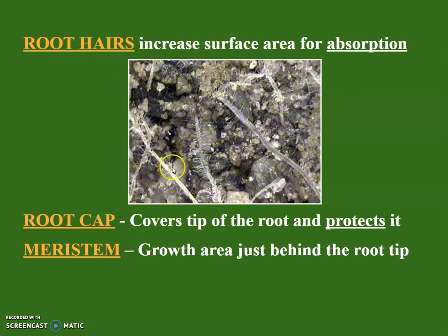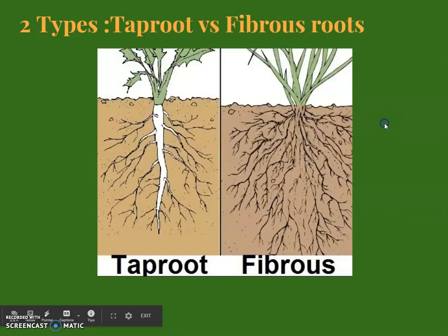The root hairs are those little hairs off the roots that increase the surface area for absorption. Then there's also the root cap, which is at the end of those root tips to cover it and protect it while it's growing. And then the meristem is the area just behind the root tip where mitosis is occurring to continue to grow the roots in that plant. And just a recall of the two types of root: taproot, which has the main center root here, and then the fibrous roots.